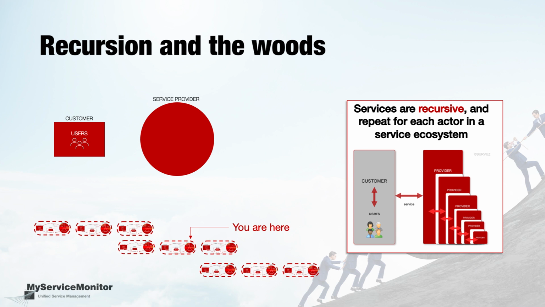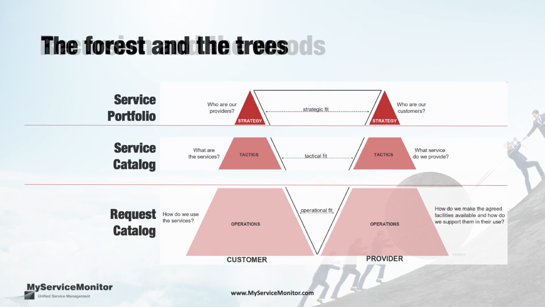Using the customer supplier model to clearly place where you are within the overall service chain can help when establishing a service tree structure. And this can get trickier than it may seem. When starting to build your service tree, keep in mind the structure of the service portfolio, service catalog, and the request catalog. These are very different views of your services.